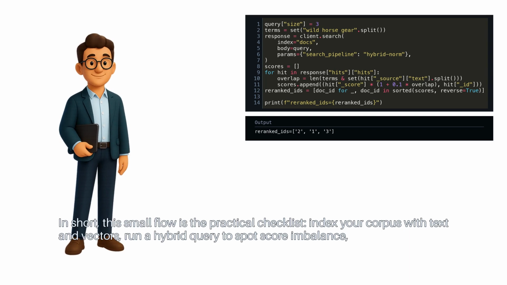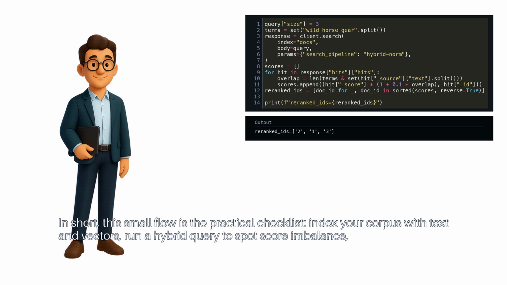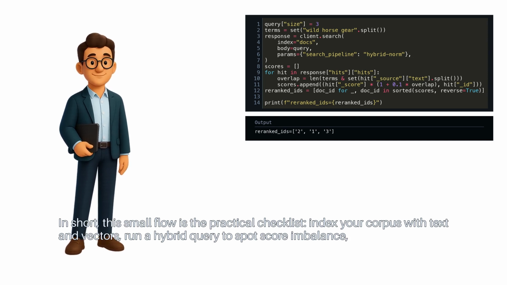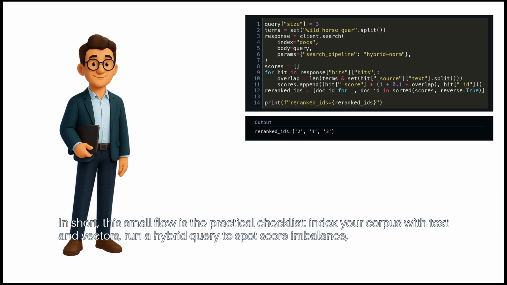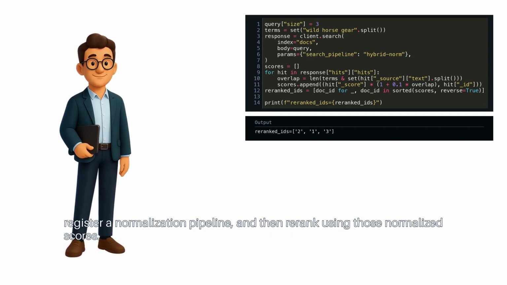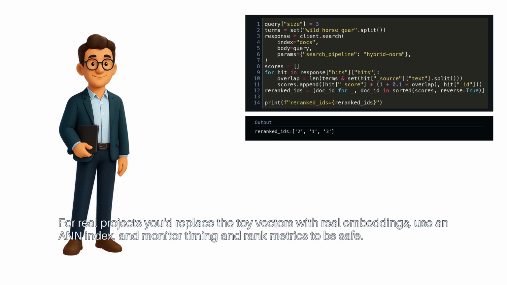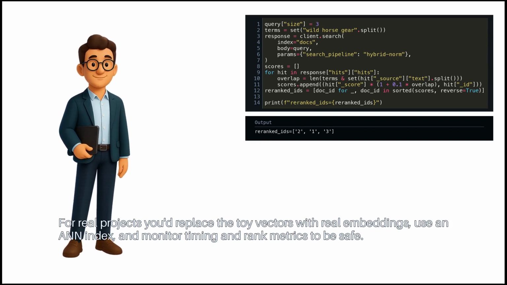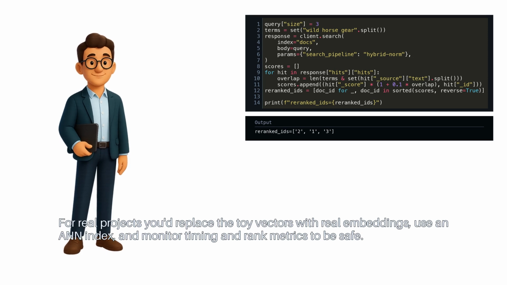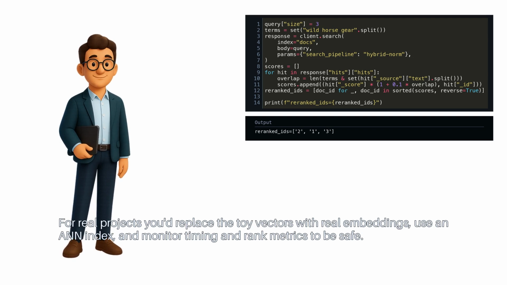In short, this small flow is the practical checklist. Index your corpus with text and vectors. Run a hybrid query to spot score imbalance. Register a normalization pipeline. And then re-rank using those normalized scores. For real projects, you'd replace the toy vectors with real embeddings. Use an ANN index and monitor timing and rank metrics to be safe.